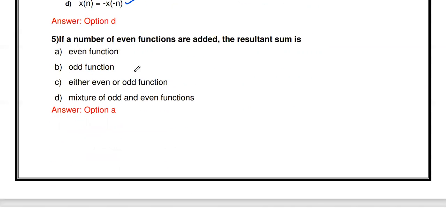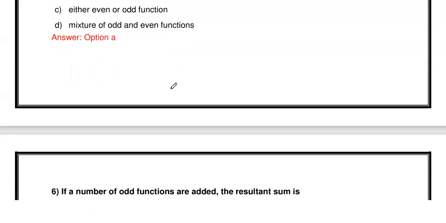Then the next question: if a number of even functions are added, the resultant sum is what? For example, if you are adding two even functions, is the resultant sum an even function, an odd function, either even or odd, or a mixture of odd and even functions? The answer is an even function. If you are adding two even functions, the answer is an even function only.